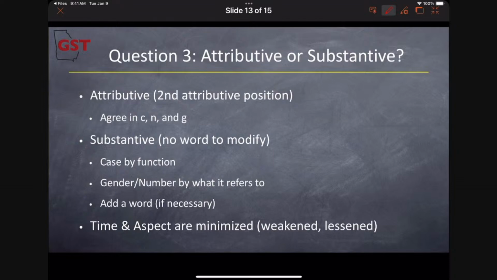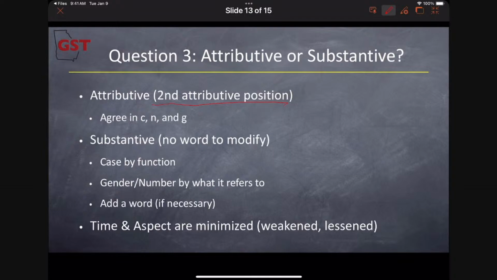So now the next question. Remember our 7 questions. Question 3: is it attributive or substantive? If it's attributive, it's going to be in the second attributive position. Do you remember when we did adjectives in chapter 9, we looked at attributive position? We had attributive position, and we had predicate positions. Let's talk about attributive. Attributive means it's attributing something to the noun it's modifying, or the pronoun it's modifying. It's describing or limiting. The form, or the way it looks, determines if it's first or second.